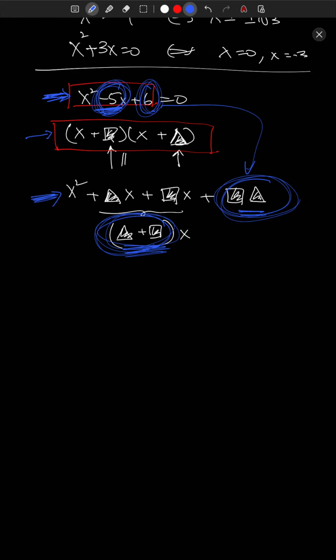-5 is equal to -3 minus 2. It's also equal to -7 plus 2. It's also equal to 3 minus 8. It's also equal to 0 minus 5. So there's an infinite number of ways. If we base our guesses on this middle part, triangle plus box, there's an infinite number of possibilities. But if we base our guesses on the product, there's only a finite number of ways to get 6 out of two things. There's 3 times 2.